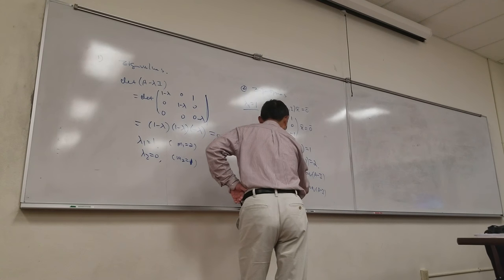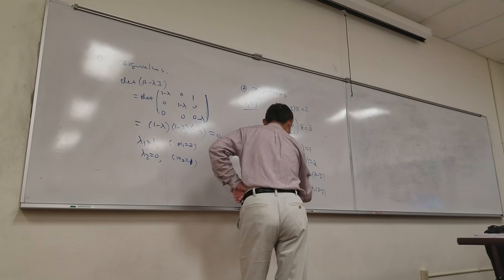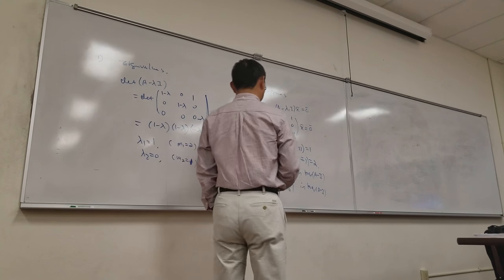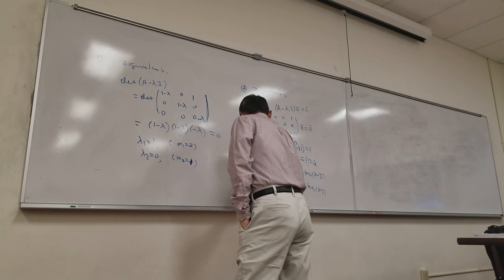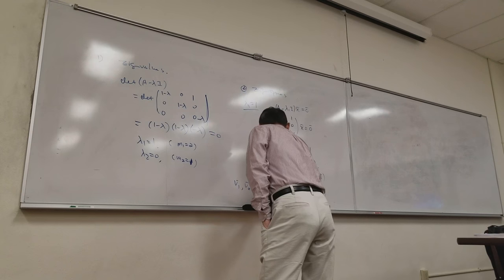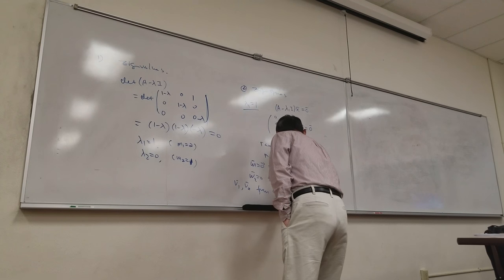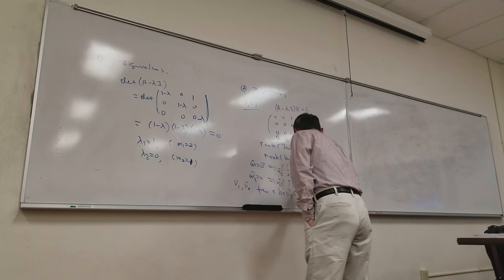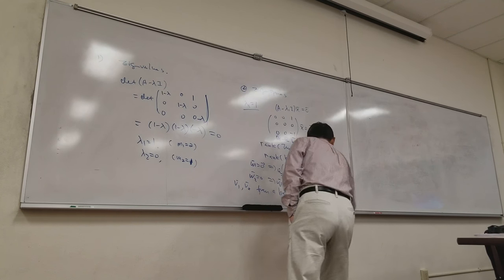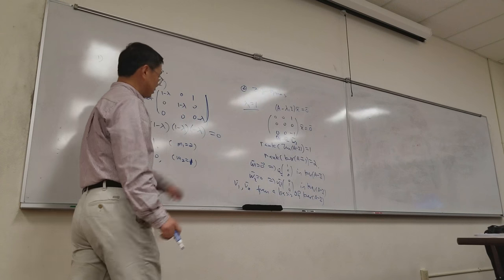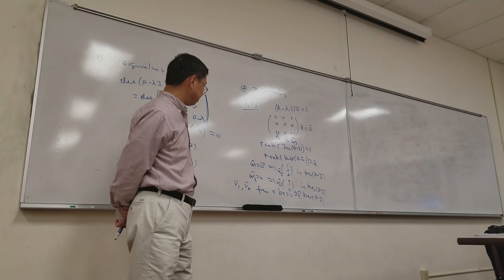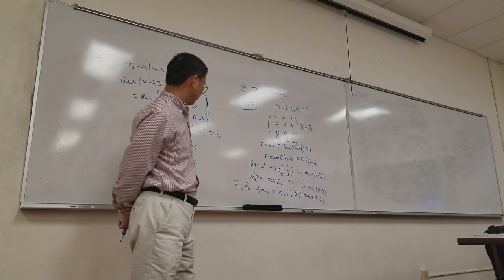Therefore, we call this V1 and this V2, okay. So V1, V2 form a basis of the kernel. So these two vectors form a basis of the kernel.